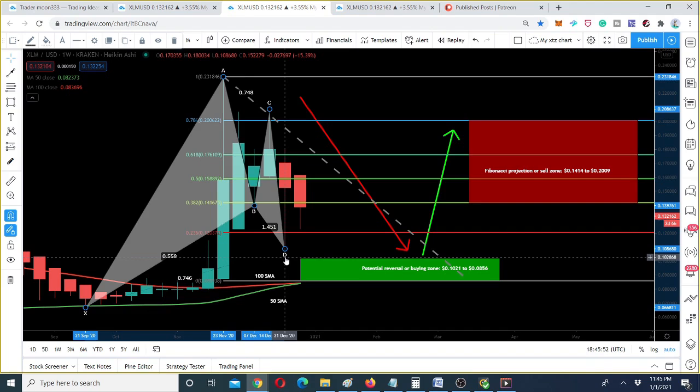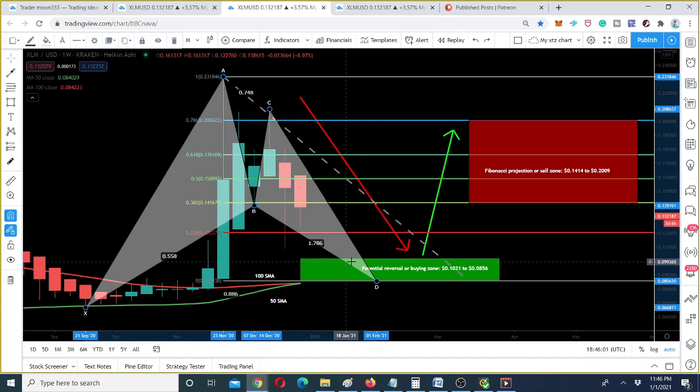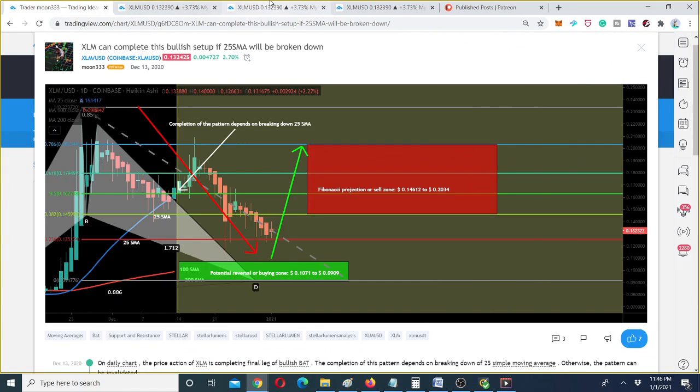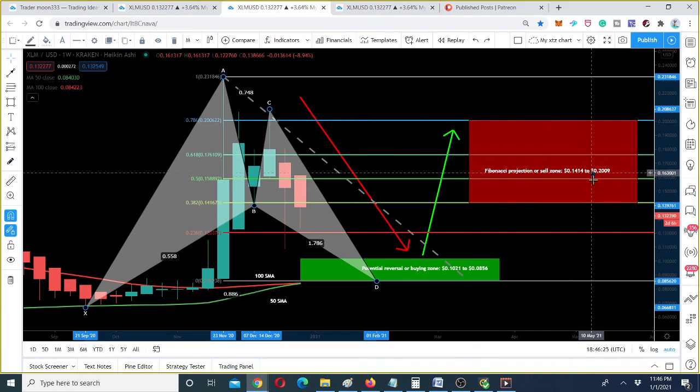But that is my personal experience that most of the time, whenever the price action goes to form a bat pattern, it goes between 0.786 to 0.886. Therefore, I'm in favor of the opinion that the final leg of the bat formation completes between 0.786 to 0.886 Fibonacci retracement level. So I'm expecting that it will enter this potential reversal zone, and it will produce a very, very strong bullish rally. Realistically, we can expect 14.14 to almost 20 cents.